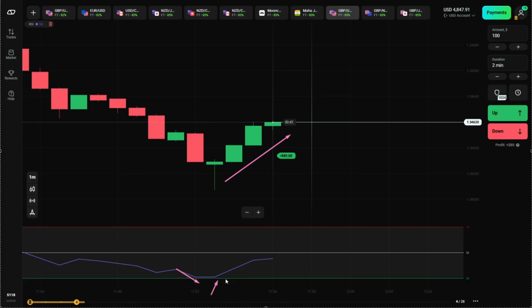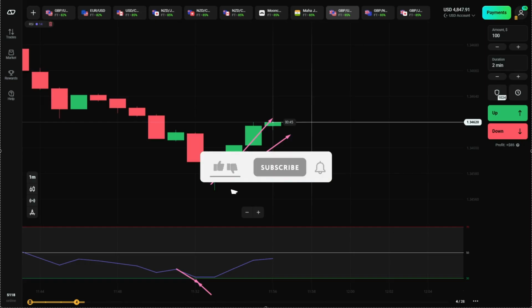The RSI is a very powerful indicator. You can't do without it. Even in strong strategies, you need to add the RSI or MACD to get better and better results.